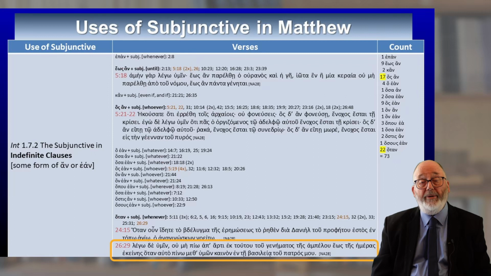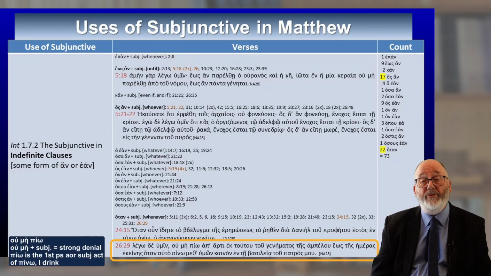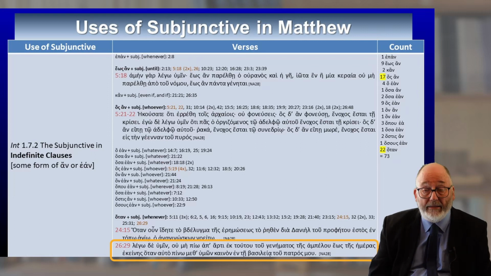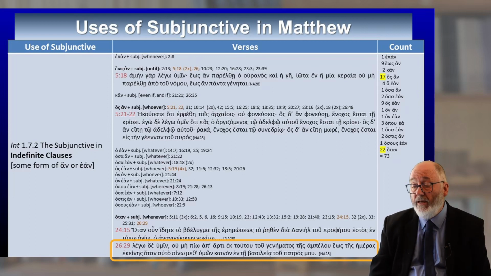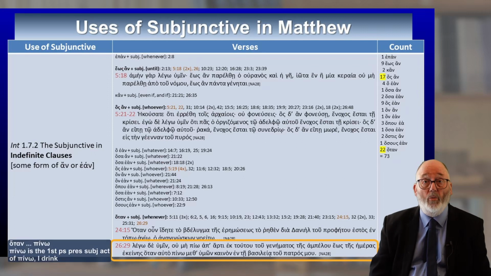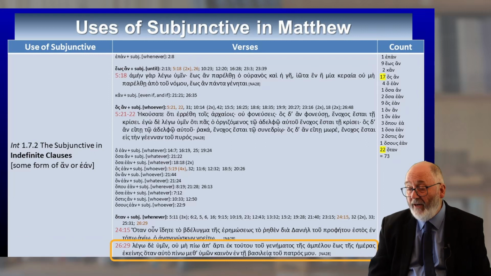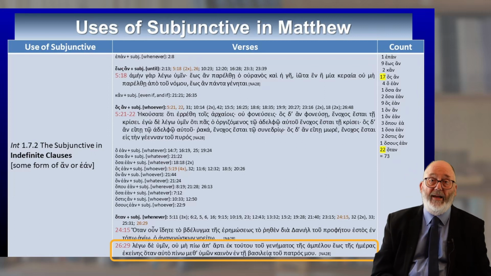Matthew 26:29. Well, here we have more than one use of the subjunctive. We have another ou me plus subjunctive for strong denial. I say to you, ou me pio, I will definitely not drink from now of the fruit of this vine, heos, until, tes hemeras ekeines, until that day, hotan, whenever, plus subjunctive, hotan auto pino meth' humon, whenever I drink with you in the kingdom of my Father.